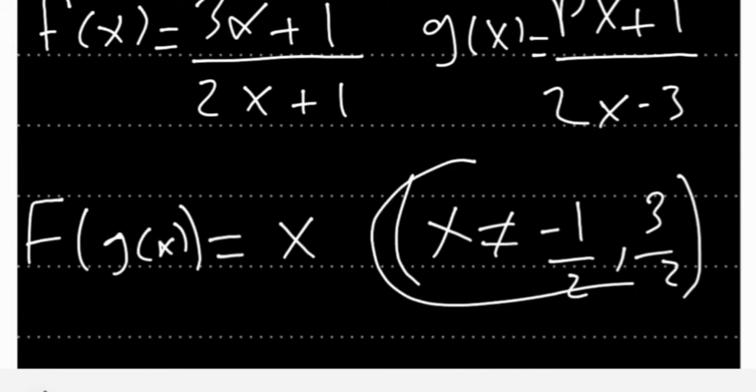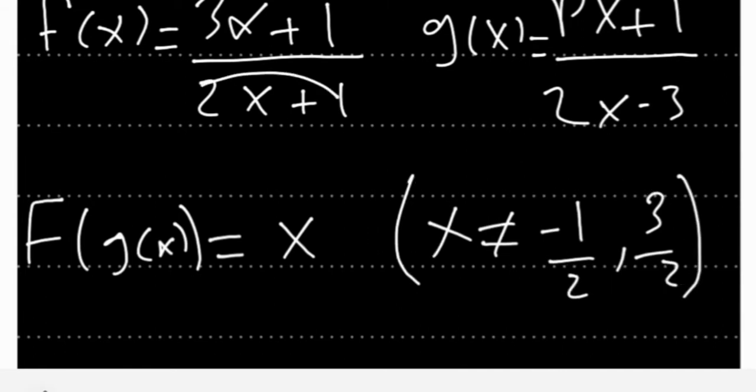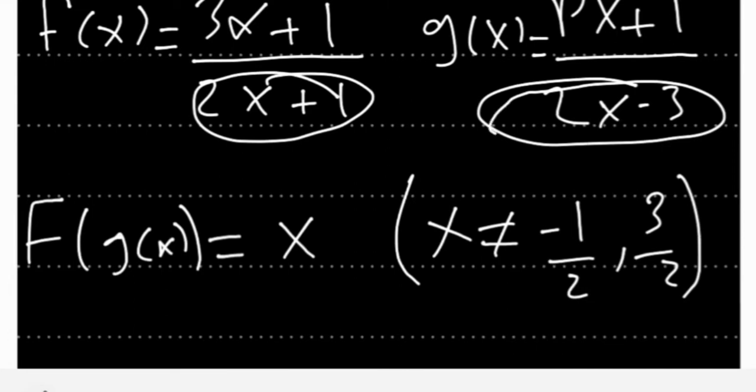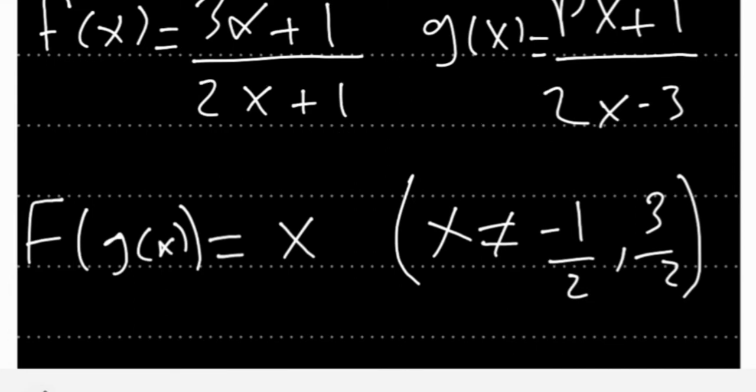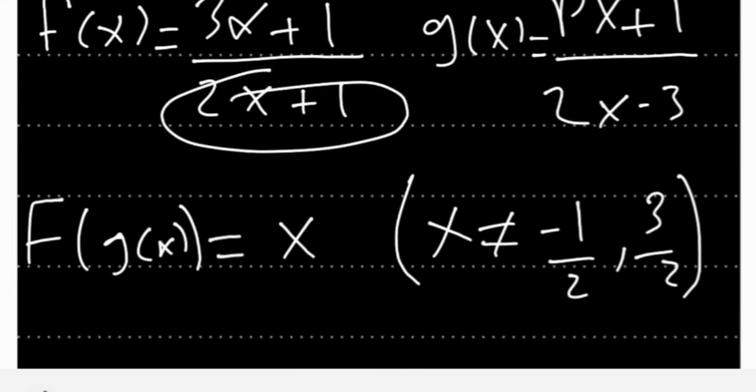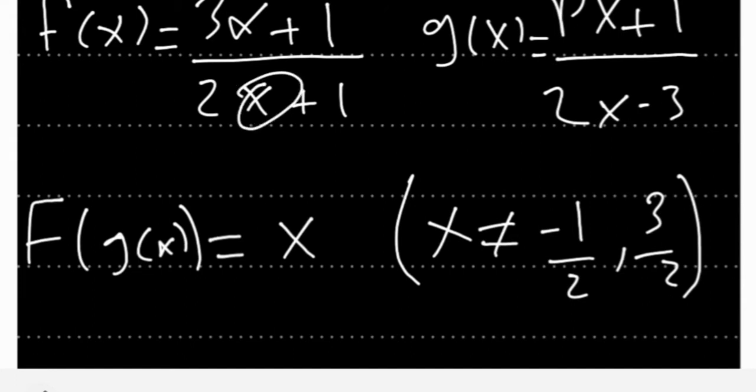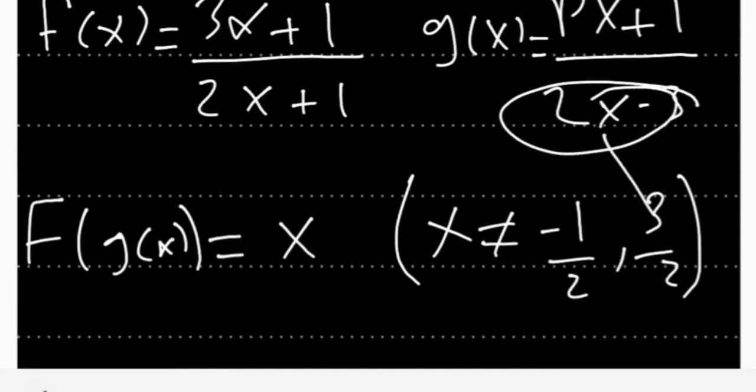Now why is he telling you this? Well, because these denominators can't be equal to 0, right? If x was minus 1/2, it would be 2 multiplied by minus 1/2, which equals minus 1, plus 1 equals 0, right? So we can't have this. And here the same. So this is why he's telling you this condition, okay? And now for f of g of x.